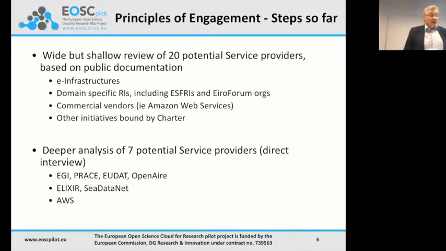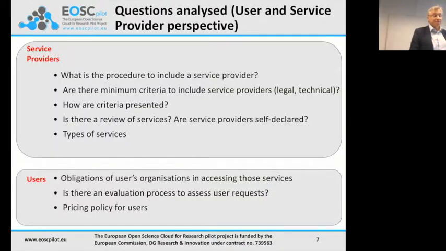So for EGI, PRACE, EUDAT, and OpenAIRE, there have been ELIXIR and CDATA-Net, and then Amazon Web Services also among these that have been checked a bit more carefully. So the questions that have been asked here to the service providers, or type of questions I should say, from a service provider perspective.